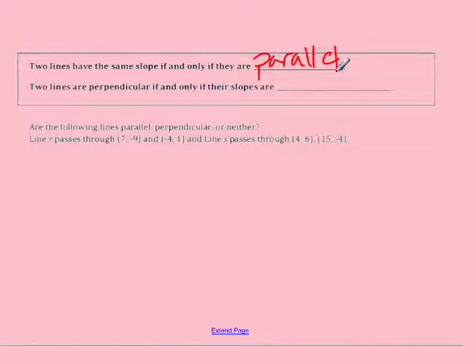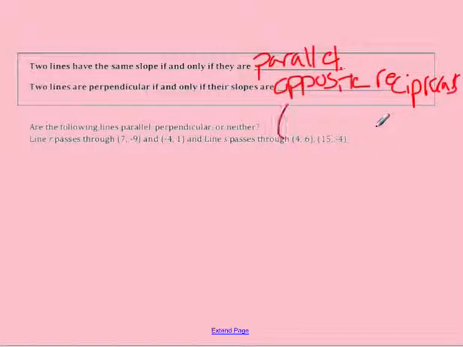So if it's positive, you make it negative. If it's negative, you make it positive. And that's called opposite reciprocals. So 3 and negative 1/3 are opposite reciprocals. So if you need to, go ahead and write an example down so you know what an opposite reciprocal looks like. So for example, 3 to negative 1/3 is an opposite reciprocal.